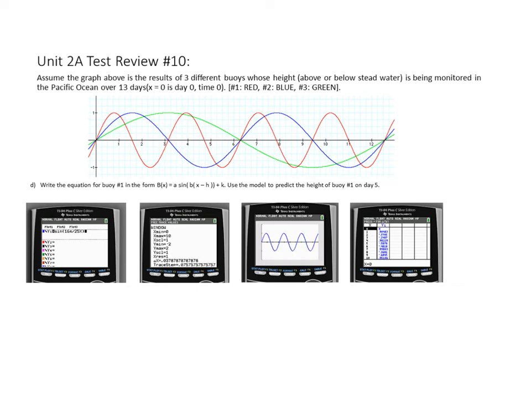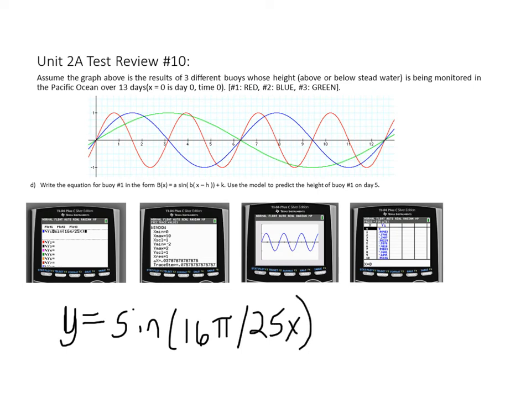Okay, Unit 2A, test review number 10. To predict the height of buoy number 1 on 5 days, I did several things. I'm going to go through these. Here are my calculator pictures of what I did. I went to my calculator and I went to y equals, and I input our equation, the sine of 16 pi divided by 25 x. I went ahead and put that into y1.